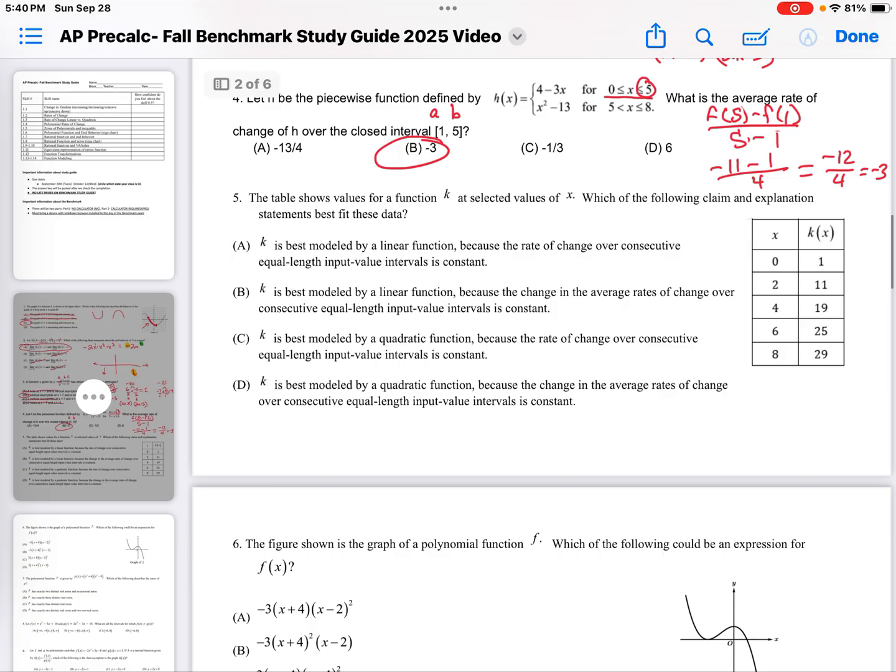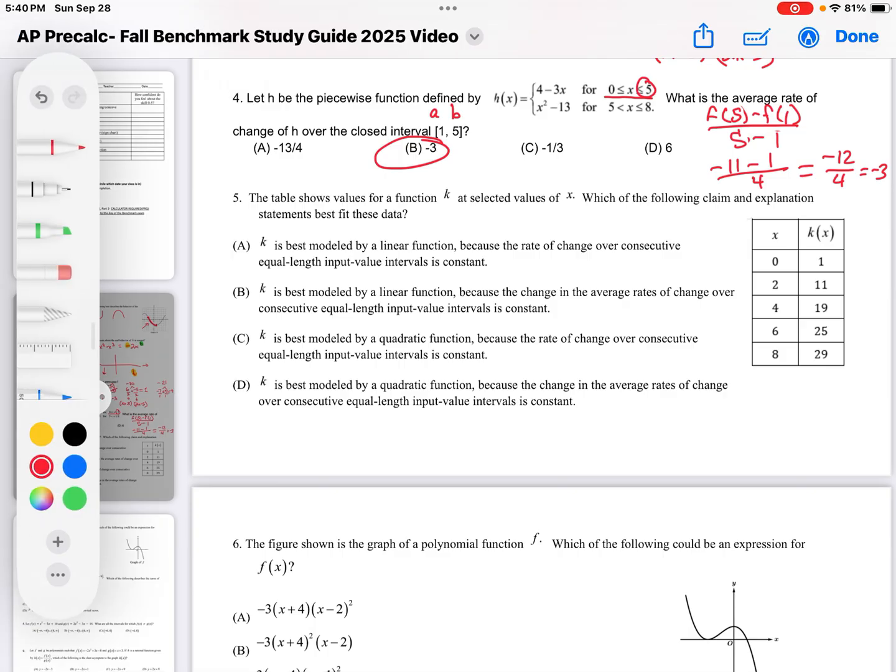All right, let's continue on. Here we have a function, and we're supposed to tell which one of these things is true. So it looks like first I see linear versus quadratic. So let's first figure that out. We first check our inputs, and we can see that these are increasing by the same amount each time. So now we're going to check our outputs.